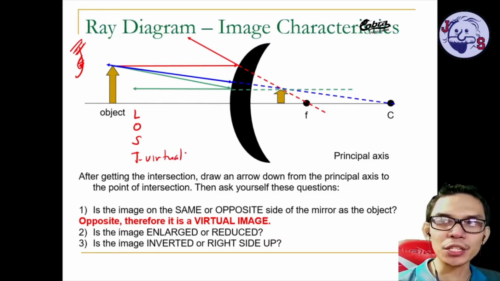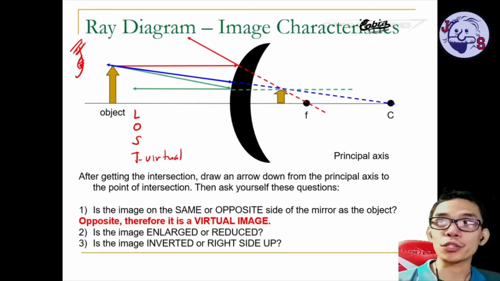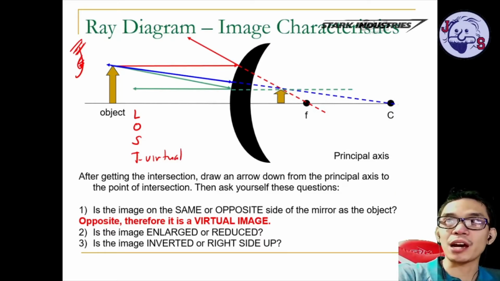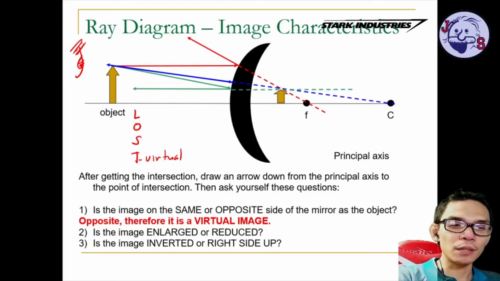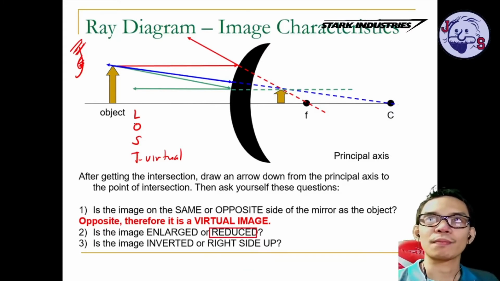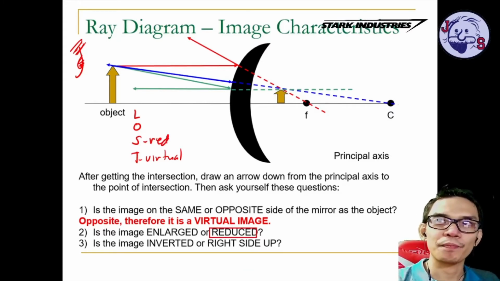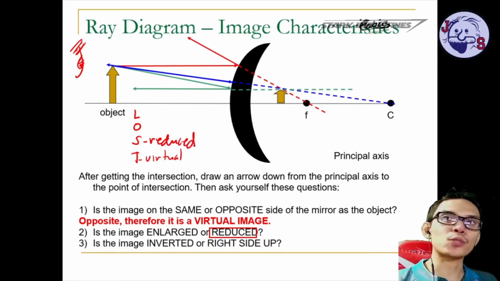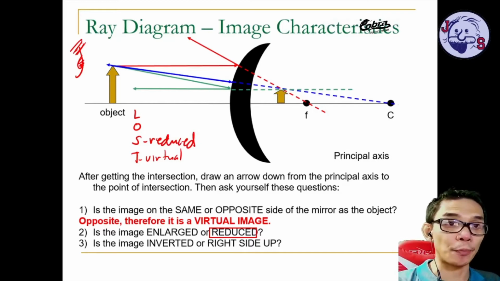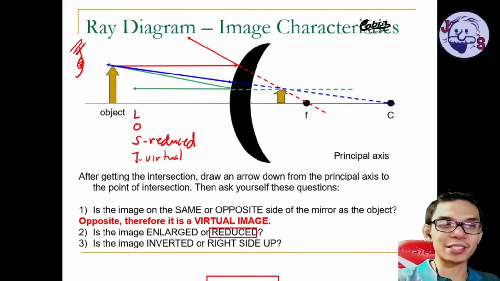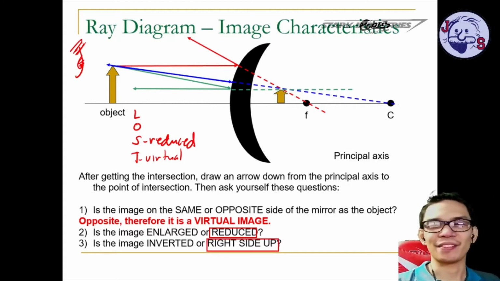Next one, is the image enlarged or reduced? As you can see, the image is reduced compared to its original size. So this is reduced. That is the size. Next one, number 3. Is the image inverted or upright? As you can see, logically speaking, that is upright.